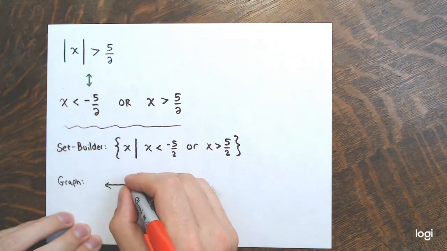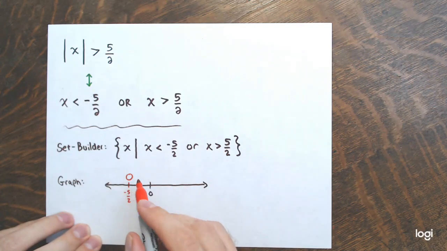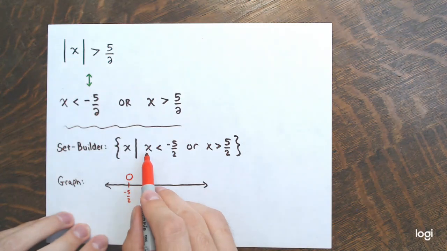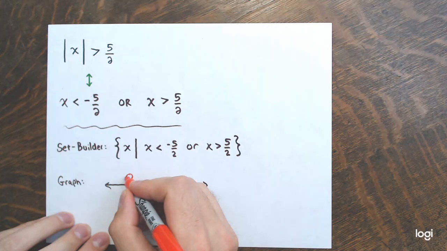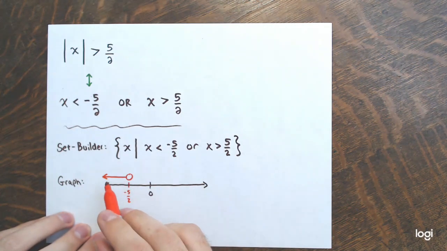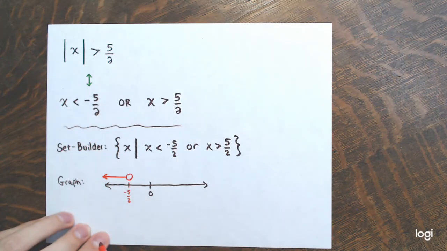All right, so negative 5 halves is not a solution, so I'm going to indicate that by putting an open point or a hole or an empty point above it. Or you could also put a parenthesis. You might see other books where they put a parenthesis. And then all these numbers, I'm looking for the numbers less than negative 5 halves, right? To the left: negative 3, negative 4, negative 5, negative 6, and so on. Forever, right? A little arrow.